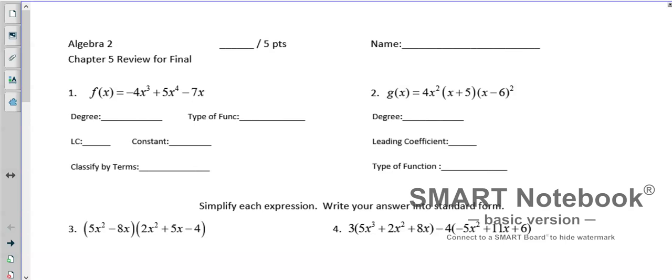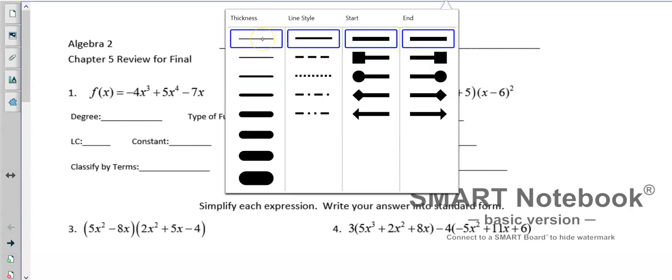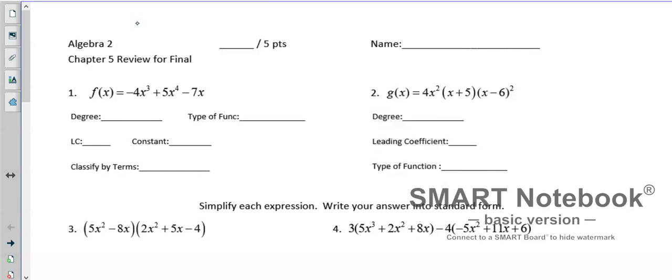So the last chapter 5 review for the cumulative. All right, so looking at number 1, we cannot answer this yet because it's not in standard form. If we think about standard form, remember we want to go in descending order of the exponents. So the 5x to the 4th should be first, minus 4x cubed, then minus the 7x. That tells us the degree is 4.